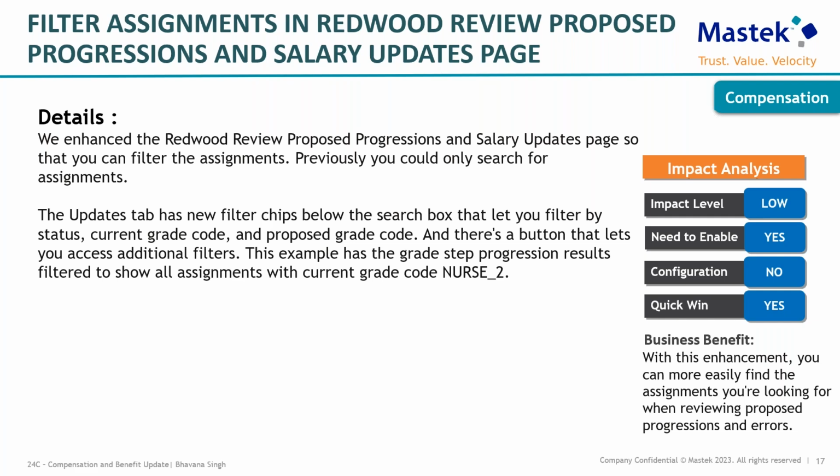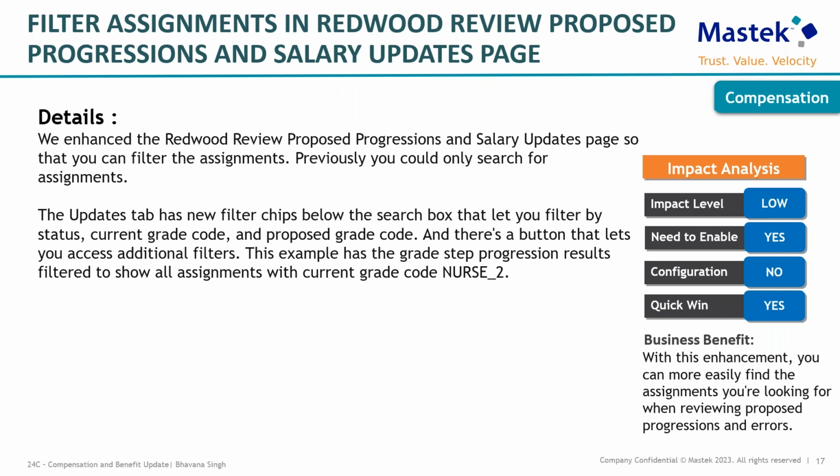Moving on, the next compensation feature is filter assignments in the Redwood Review Proposed Progression and Salary Updates page. We enhanced the Redwood Review Proposed Progression and Salary Updates page so that you can filter assignments. Previously, we could only search for assignments. The Updates tab has new filter chips below the search box that let you filter by status, current grade code, and proposed rate code. And there's a button that lets you access additional features. More filters are available on the Updates tab.